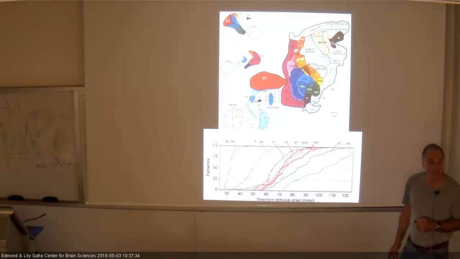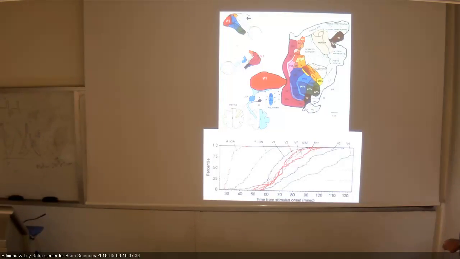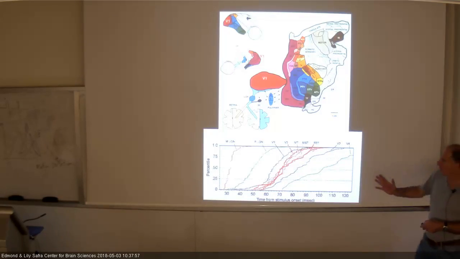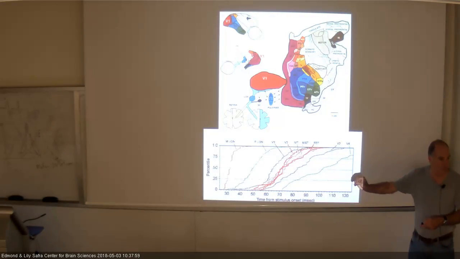And just to get an idea in terms of the timing, this is the anatomy. Now, it's related to a point I made before. If you look at when the cells start firing, you give a stimulus at time 0. The x-axis is the time from stimulus onset, and the y-axis is the percent of neurons that are active in a given region.